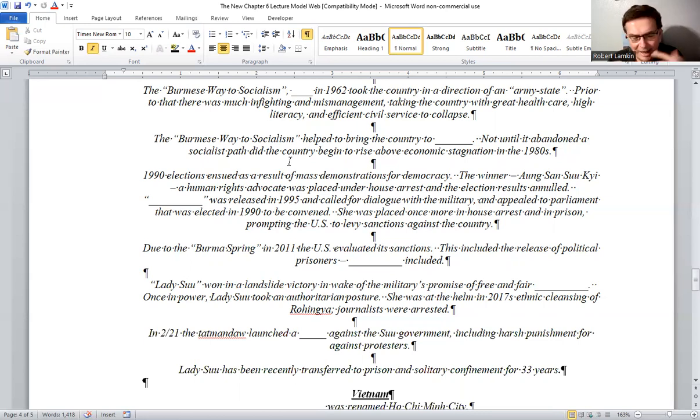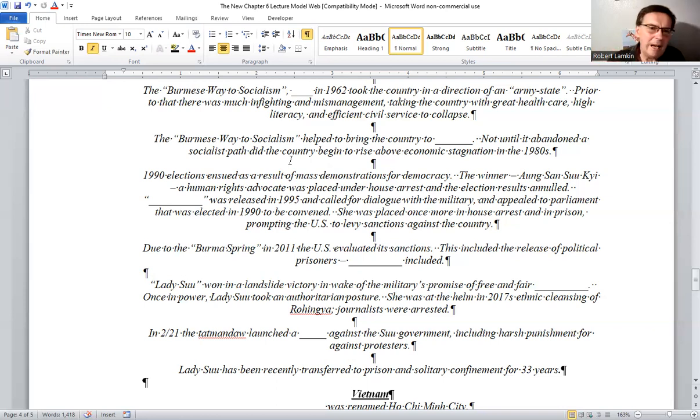She was placed once again under house arrest and in prison, prompting the U.S. to levy sanctions against the country. Lady Suu has been, and I'm not going to cover all the times here, placed under house arrest a lot. I wouldn't be surprised if she has chuckled and thought, not again. But due to the Burma Spring, right?